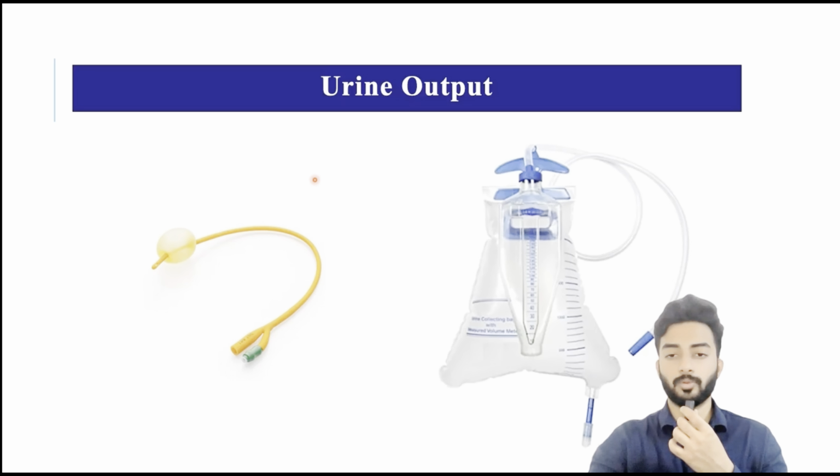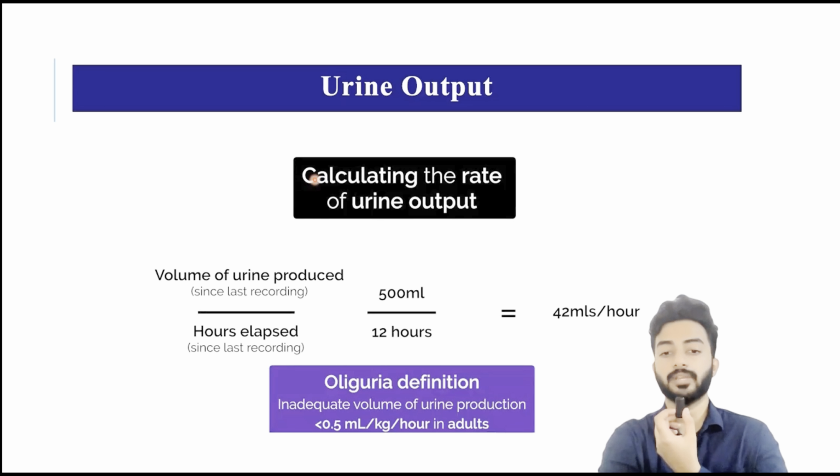So how much urine should come for the patient? As we all know, oliguria is defined as inadequate urine production, less than 0.5 ml per kg per hour in adults. If you are conducting a surgery and the volume of urine produced was 500 ml and the OT went on for like 12 hours, that is 42 ml per hour. If the weight of the patient was 60 kgs, then at least the patient should produce 30 ml per hour, and the patient's urine output was 42 ml per hour, so it was adequate. If it was less than 30 ml, then it must be oliguria. And in children, it is usually less than 1 ml per kg per hour.